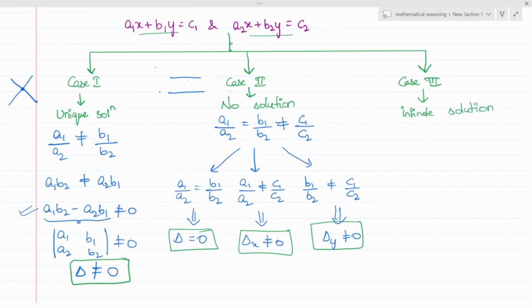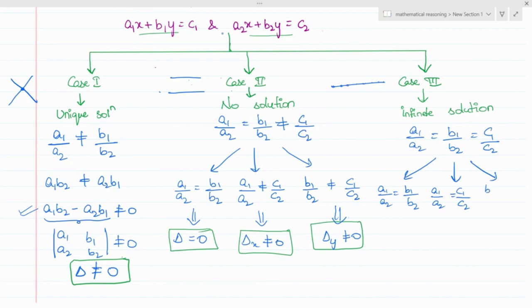So when will we get infinite solutions? When two lines are coplanar, on the same line we have so many points. At that time the slopes are equal and they are also equal to the constants. So again here you have three different cases. That is a1/a2 equal to b1/b2, a1/a2 equal to c1/c2, and next b1/b2 is equal to c1/c2.